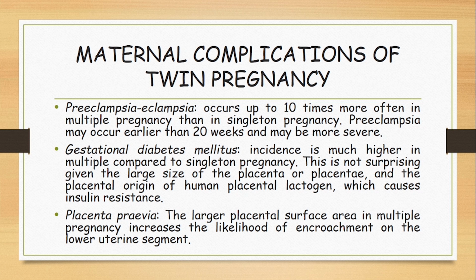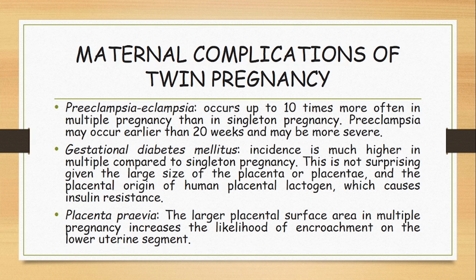Preeclampsia occurs about 10 times more often in multiple pregnancy than in singleton pregnancies. Preeclampsia, in this case, may occur earlier than 20 weeks and may be more severe than what we have in singleton pregnancies.